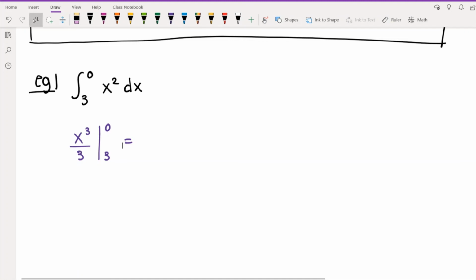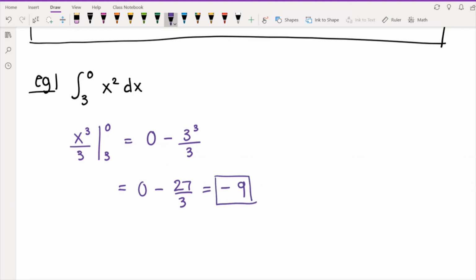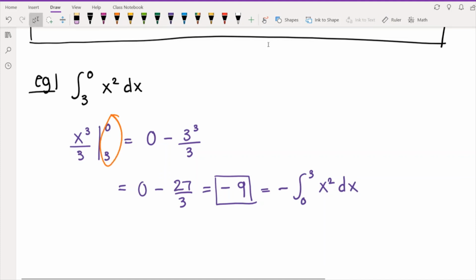So how is this going to work out? Well, when we plug in 0, we'll just get 0. And then we'll be subtracting 3 cubed over 3. So this is now going to be 0 minus 27 over 3, which is equal to negative 9. Notice that is the negative of what we got earlier when we did the integral from 0 to 3. And hopefully you can see why, right? It's just because you're subtracting in the opposite order. And if you subtract 2 things in the opposite order, the sign will flip.